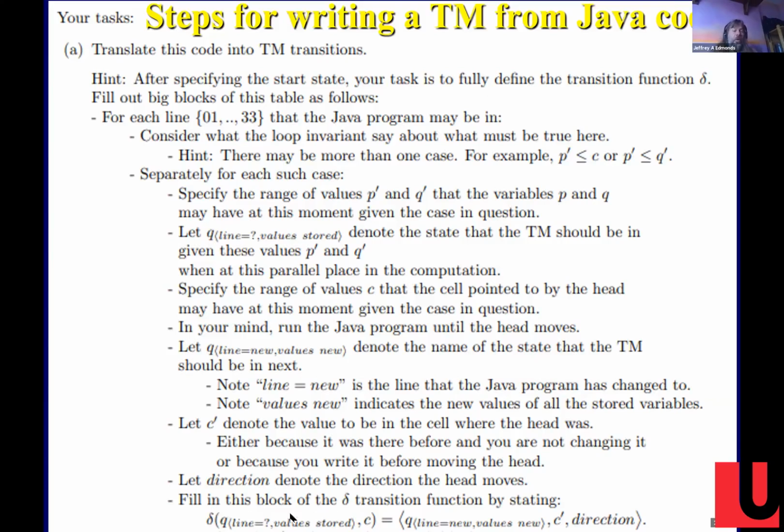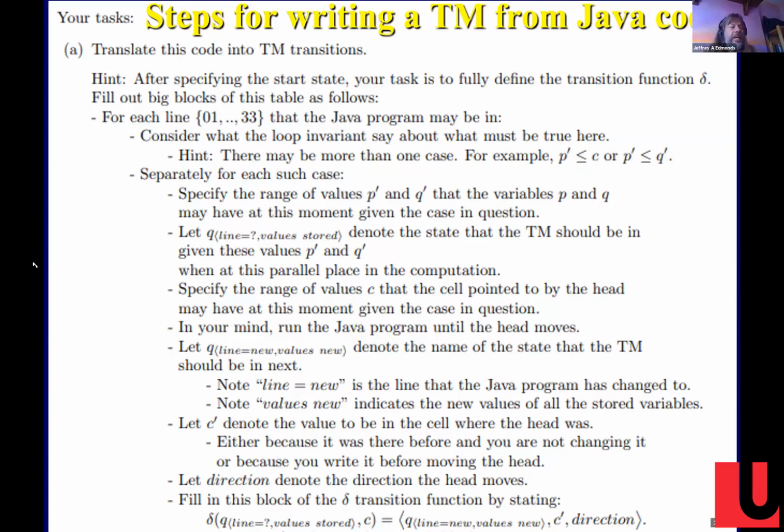So what is the delta function? It tells you what state I'm currently in, what character I'm currently looking at, right? That's the table. It's a table which says what state am I in, what character am I looking at? And for each entry of the table, you have to tell me what the new state will be, what character to write, and what direction to move the head, right? Does everybody understand that? That's what a transition function is. And other than telling me the start state, your only goal is to fill in this table. All right?